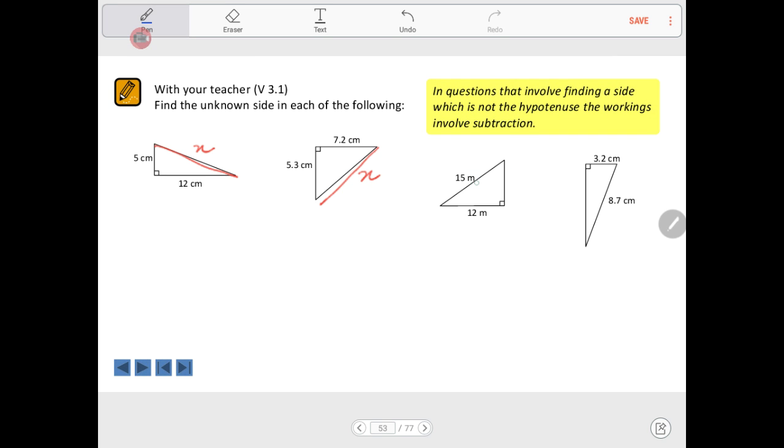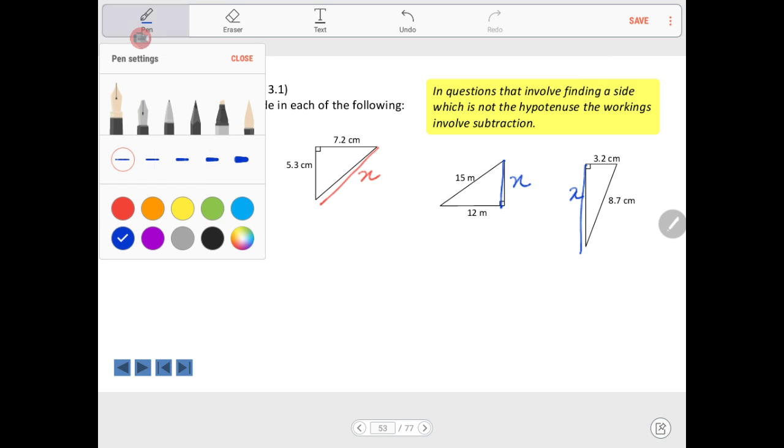Here, there's the hypotenuse, that longest side there, the 15 metres. We're trying to find one of the shorter sides. And here in the one on the right, the hypotenuse is 8.7 metres. So we're trying to find one of the shorter sides here. So these two on the left will be done a little bit differently to the ones on the right.